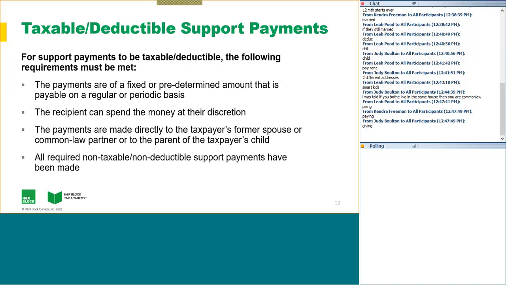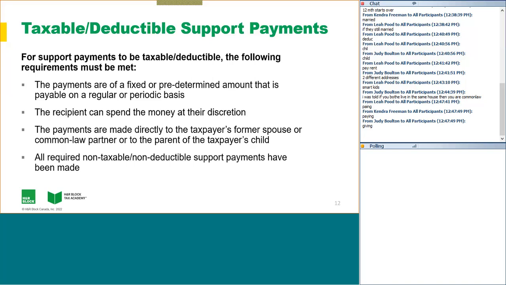More rules. They have to be fixed or predetermined amounts and payable on a regular or periodic basis. So fixed or predetermined means a set amount, a predictable amount on a regular basis. So it can't be, I will pay for utility bills, whatever they turn out to be, because that's not a fixed amount. It doesn't mean it has to be the same every month, but it has to be predictable.